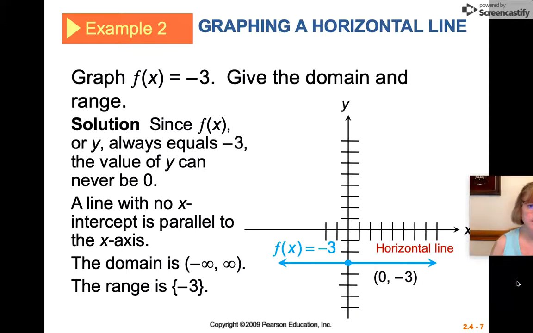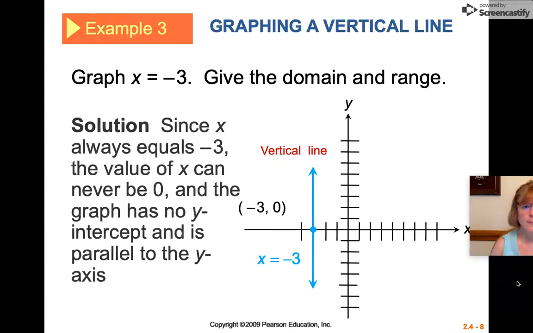What that also means is that y can never be 0, which means it's never going to cross the x-axis. And what they point out here is that a line with no x-intercept, which it won't have, is parallel to the x-axis, which is how you know it's a horizontal line. This means that the x values can be anything we want. Therefore, our domain is negative infinity to positive infinity. Our range, our y values, are only the number negative 3, which is why it says here the range is negative 3.